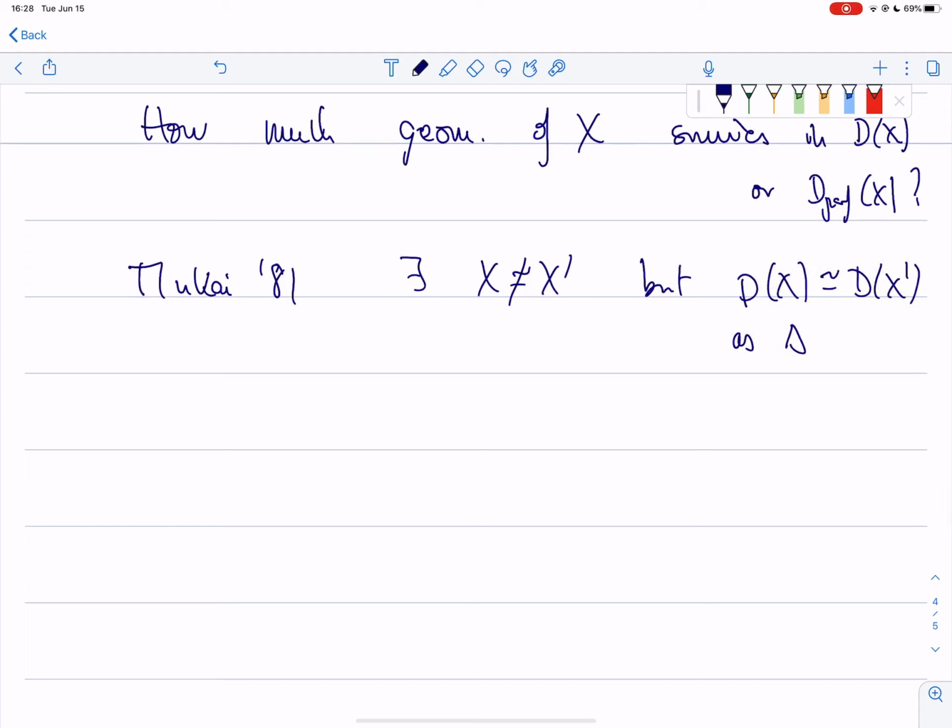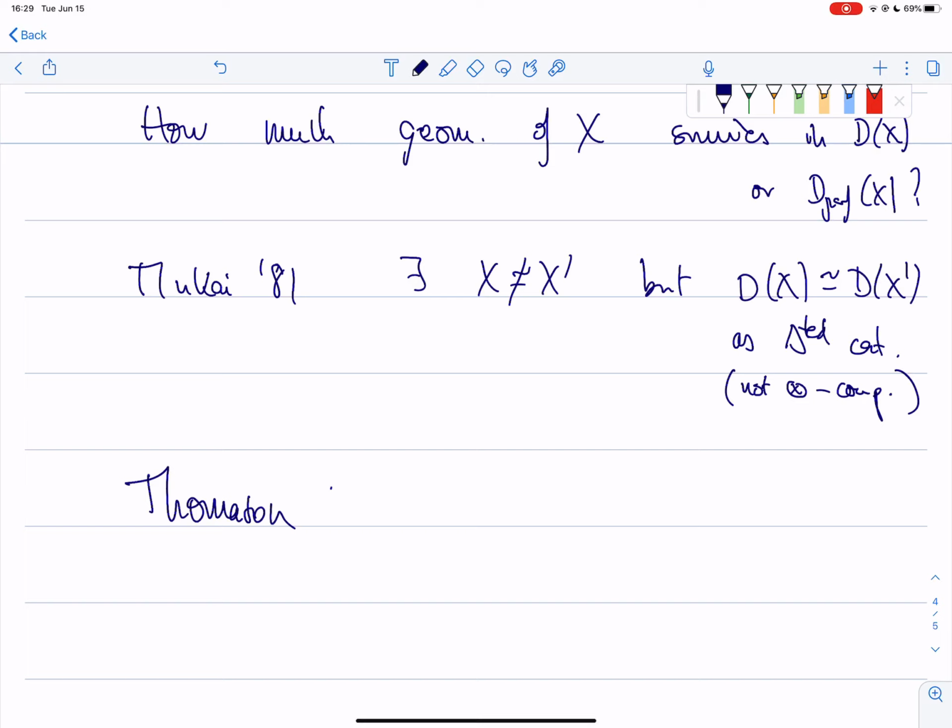And so that was kind of a blow, because it indicates that you cannot recover the scheme from the derived category. But this was messing up the tensor, it was not tensor compatible. And really the person who understood that the tensor was very important is Thomason.